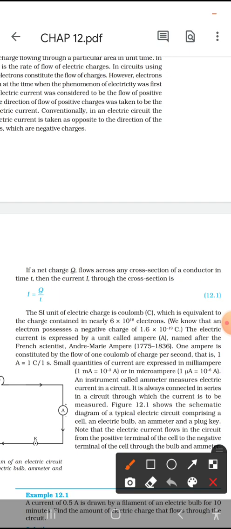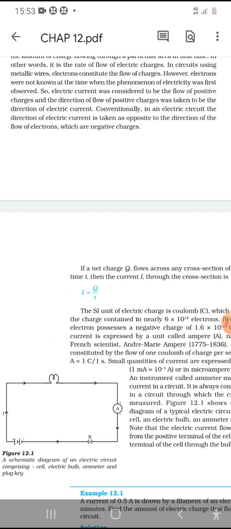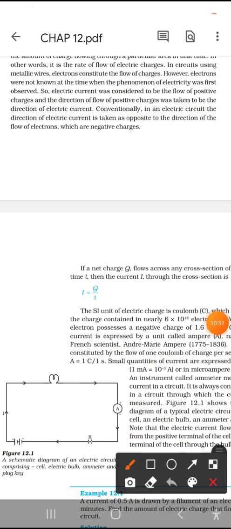So in a circuit, the device called ammeter is used to measure the electric current. Ammeter is used to measure the electric current and voltmeter is used to measure potential difference. We will see that next. So in figure 12.1, it shows a schematic view of a circuit diagram.